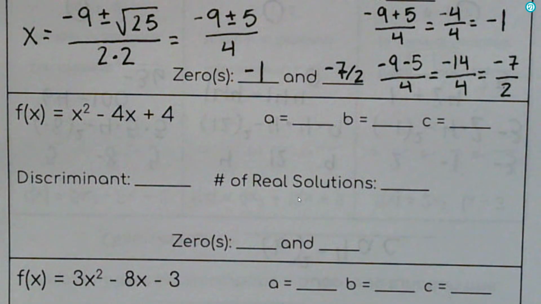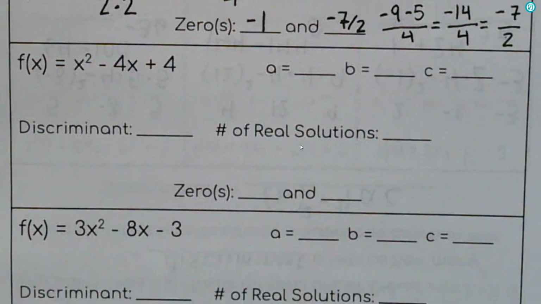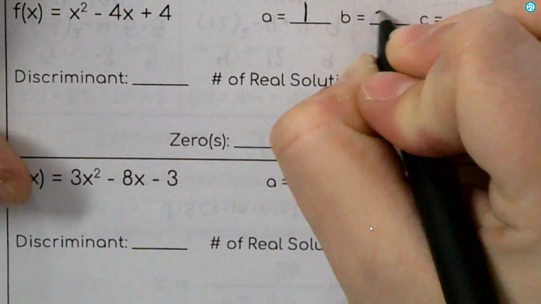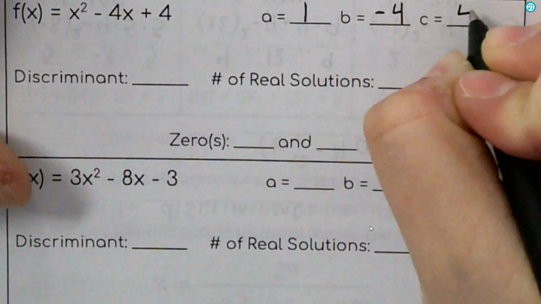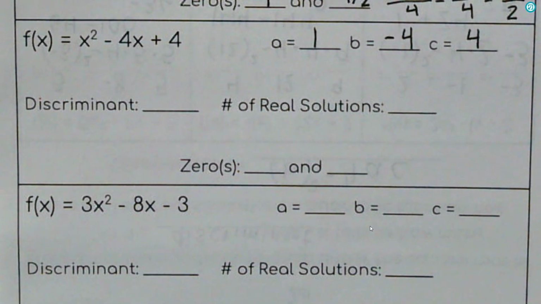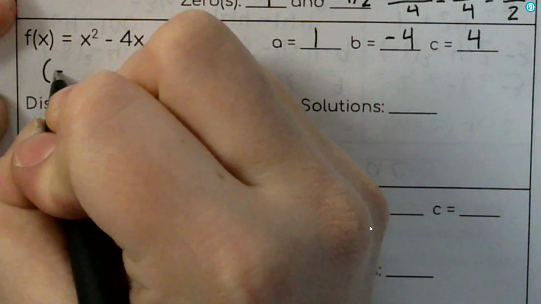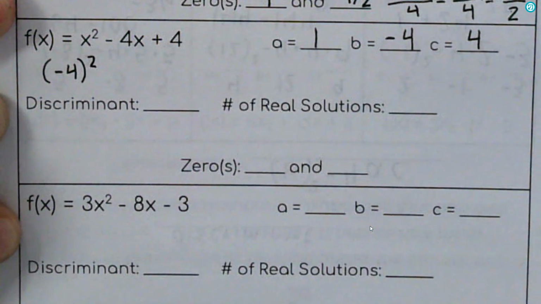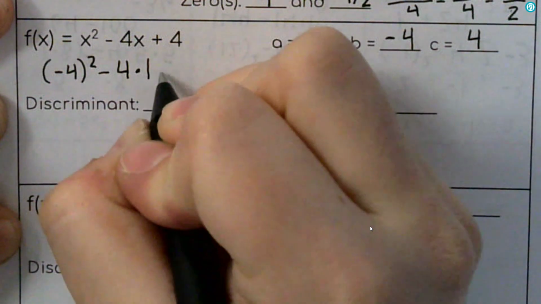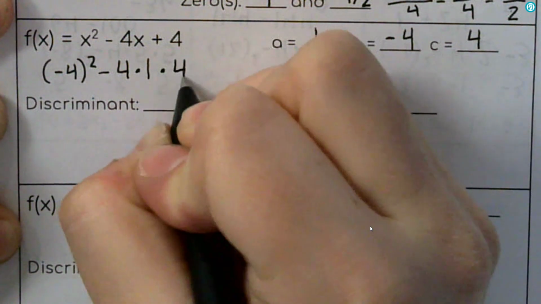This next one I've got x squared minus 4x plus 4. My a value is 1. My b value is negative 4. And my c value is positive 4. And then I am ready to do b squared minus 4ac. So b squared is going to be negative 4 squared minus 4 times my a value, which is 1, times my c value, which is 4.